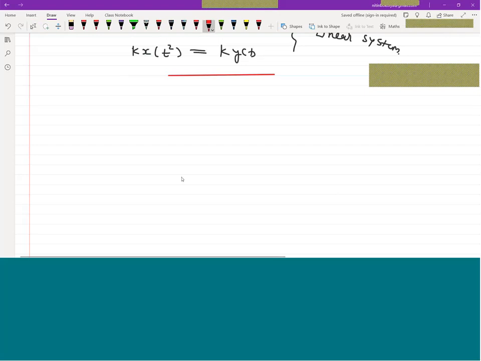We have one more example. Suppose y t is equivalent to 4 times x t plus 2 times dx t divided by dt. Suppose this is the input-output relationship and I want to know whether the system is linear or not linear. So all homogeneous equations are, there is no constant value here, so we can say all homogeneous equations are linear.